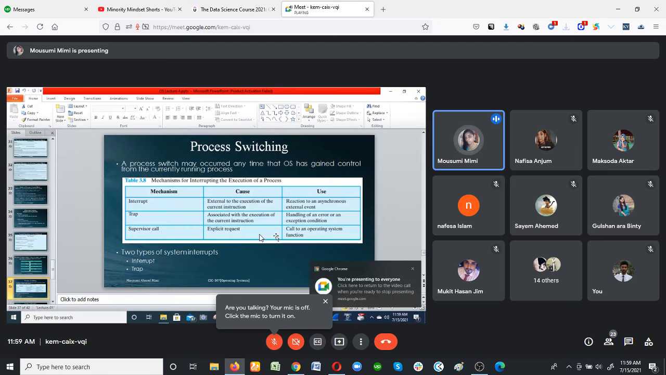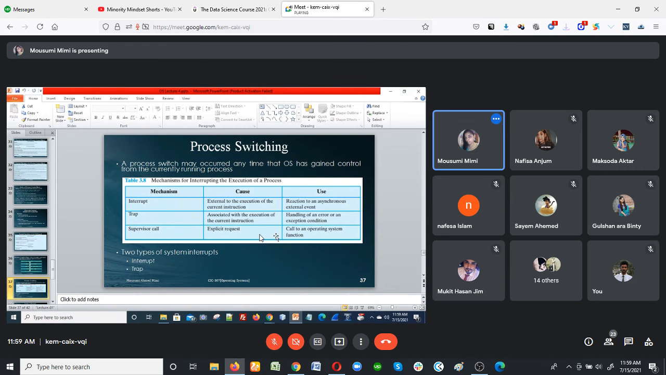And supervisory call. Supervisory call means that now I am taking your class with Google Meet and PowerPoint slides. If Windows Auto Update occurs, at that point of time it will directly stop the execution of the program and go for auto update of my operating system. That is called supervisory call.